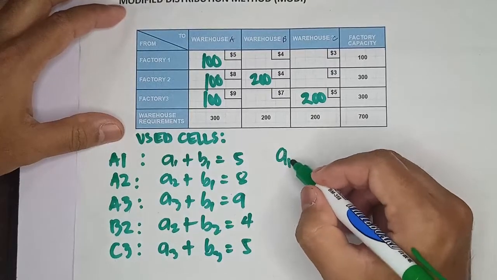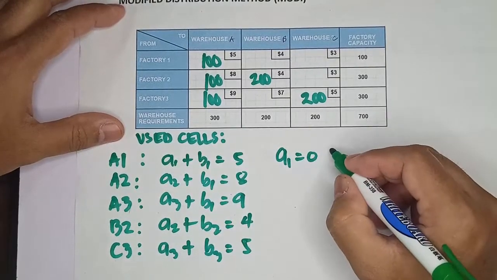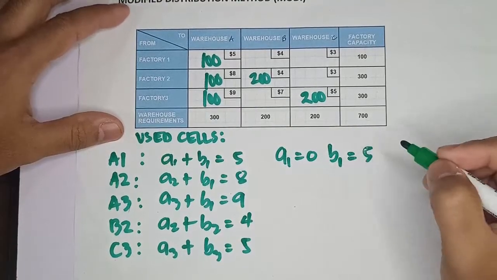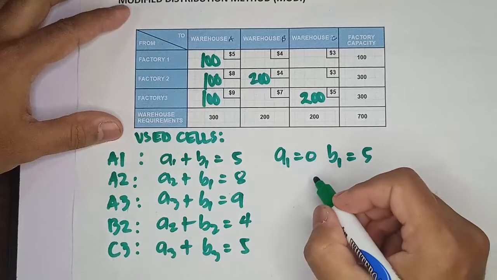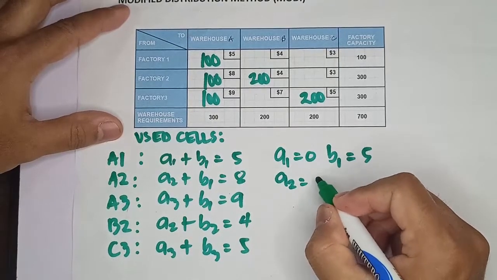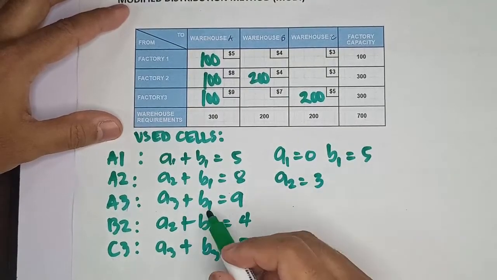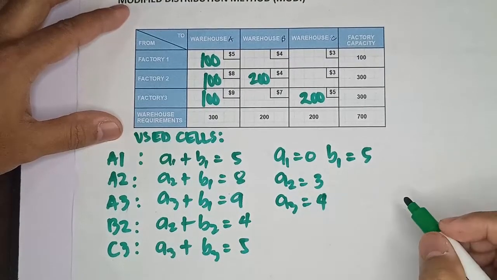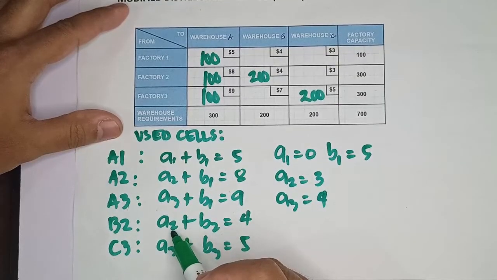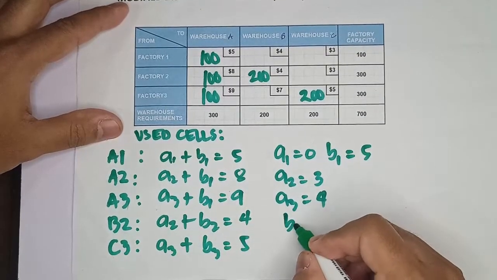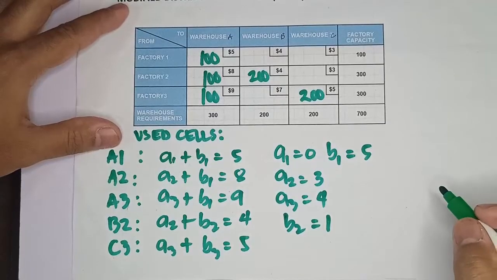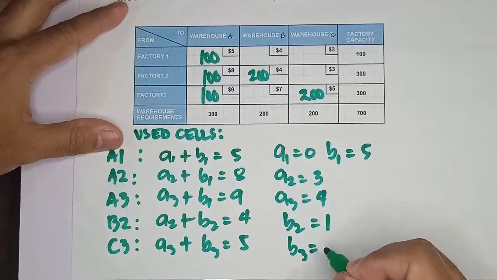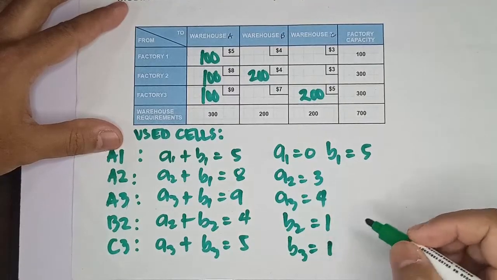Again, we start with A1 equal to 0, therefore B1 is equal to 5. B1 is equal to 5, then A2 is equal to 3. B1 is equal to 5, then A3 is equal to 4. A2 is equal to 3, then B2 is equal to 1. A3 is equal to 4, then B3 is equal to 1.